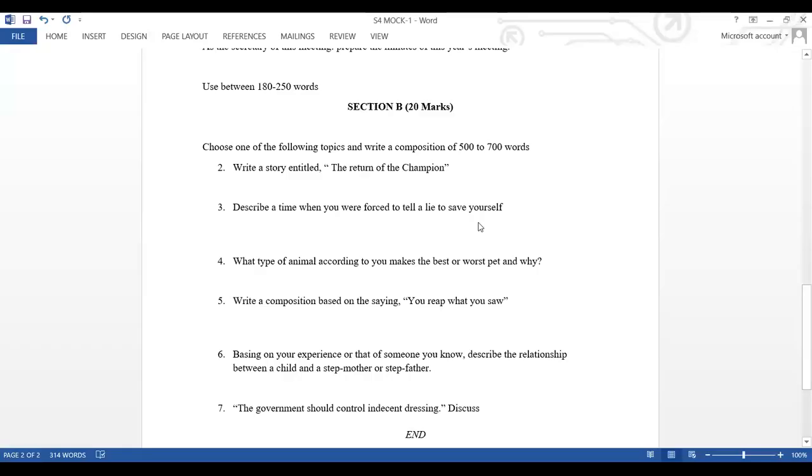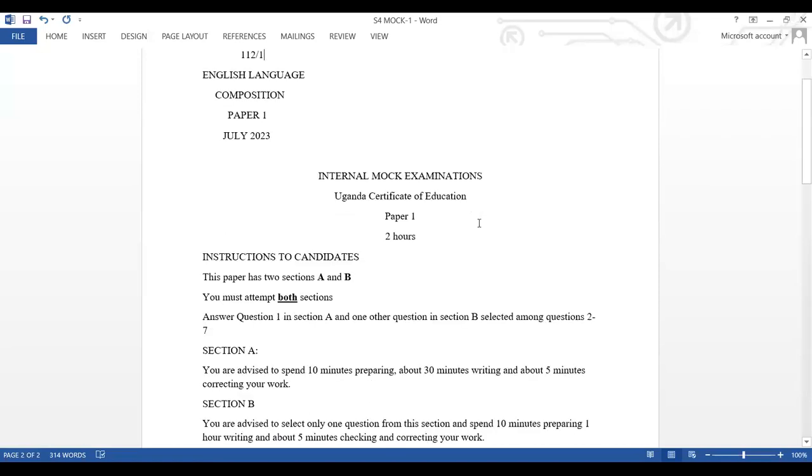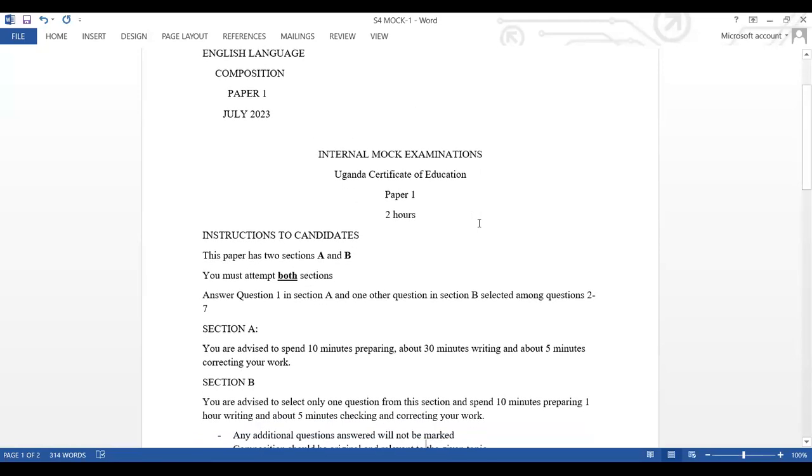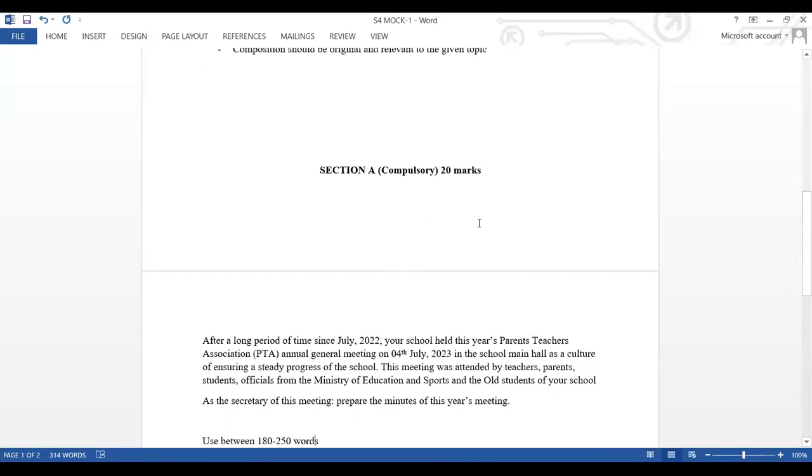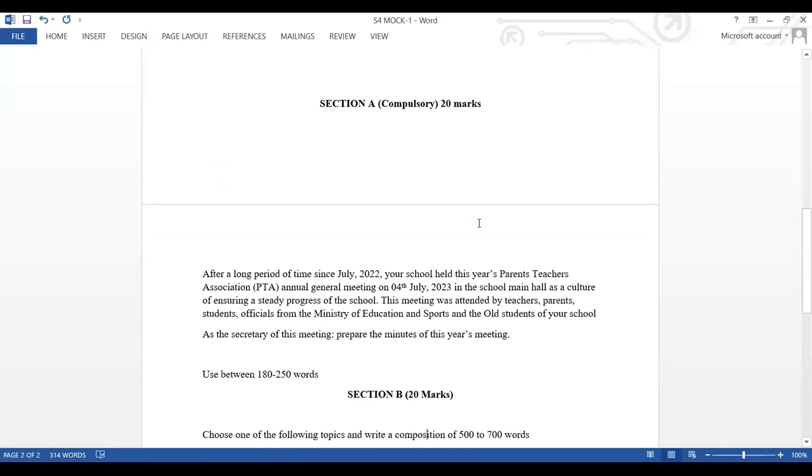So we have a sample paper here. Our sample paper is a sample of a mock exam that we did. As you can see, we have 2 sections, section A and section B. A normal paper looks like this. Section A is right there. There is only one question that is asked.